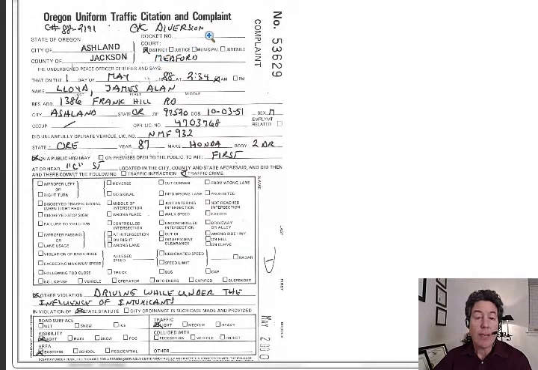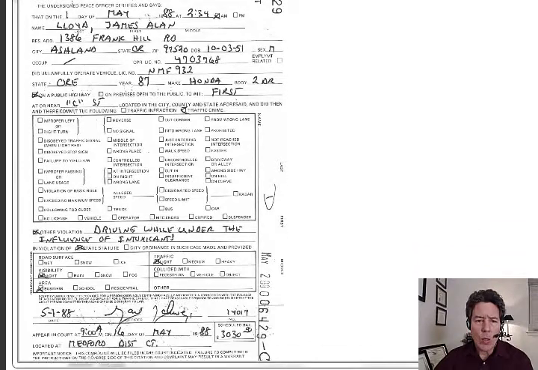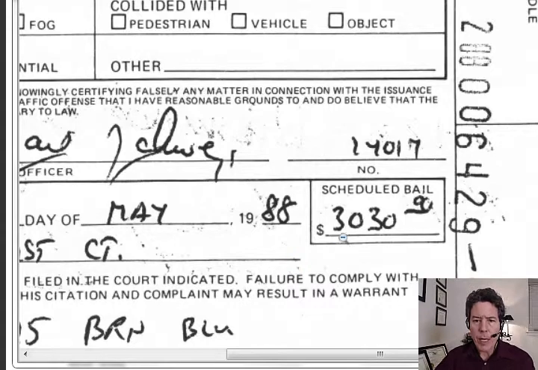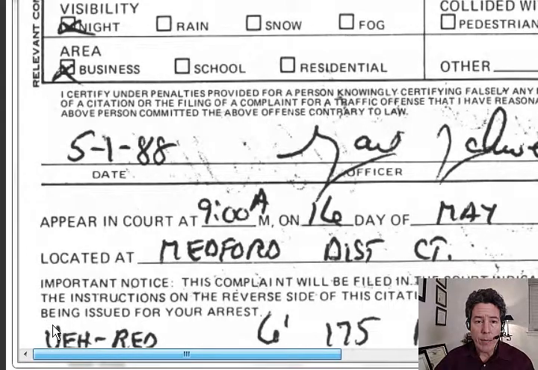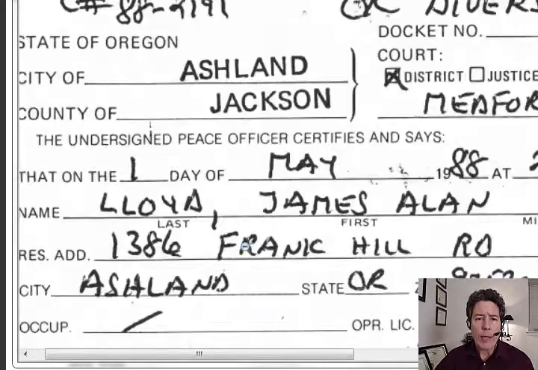This is an Oregon Uniform Traffic Citation and Complaint. Down here it says it is for driving while under the influence of intoxicants. It has a complaint number on it. It says where it was and what date, and so this is what they consider to be an arrest record. Let me expand this up here. There's the bail, and there's the court date. There's the date back in '88. So we would consider this to be an arrest record.